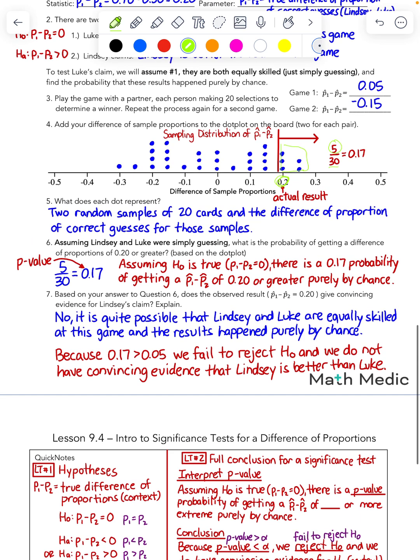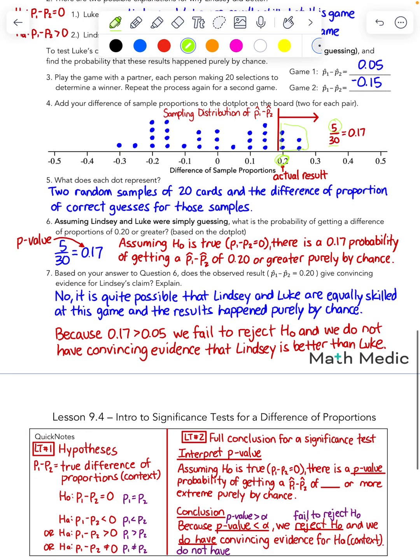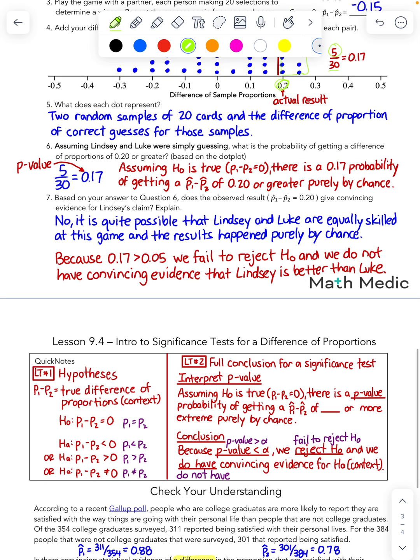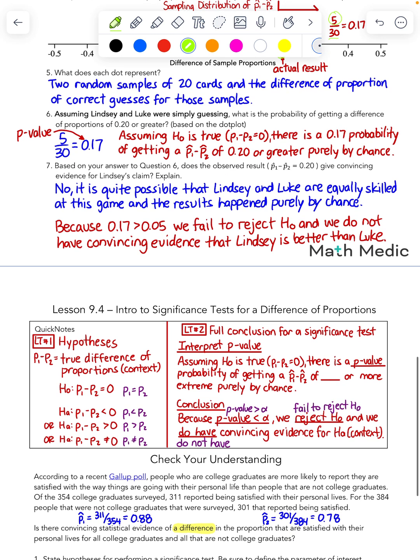So down here it says, based on the answer to 6, does the observed result give convincing evidence for Lindsay's claim? Well, I'd say no. They could actually be skilled because it's very likely if they are both exactly the same that you would get something that crazy. So this is us doing our conclusion because 0.17 is greater than an alpha value of 0.05. We failed to reject the null, and we do not have convincing evidence that Lindsay is better than Luke. Just probably luck of the draw on that time.